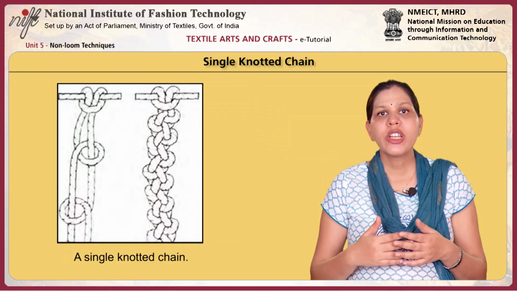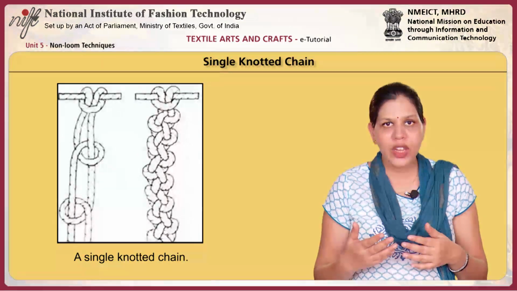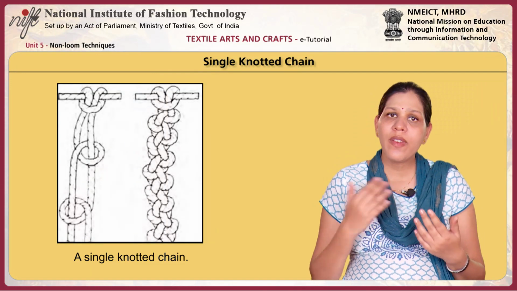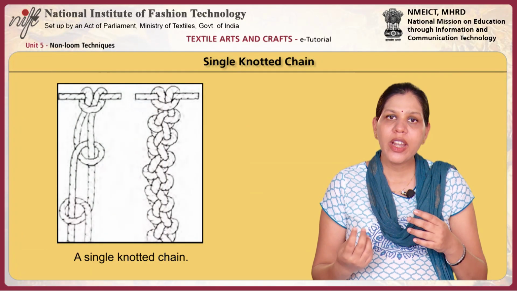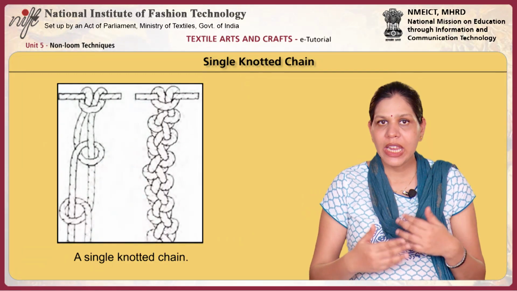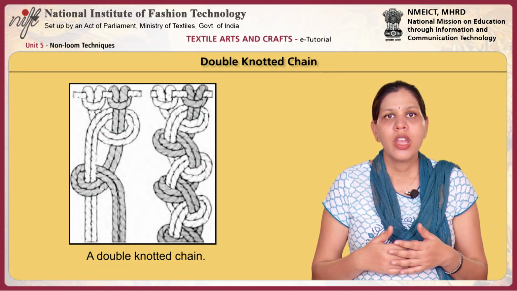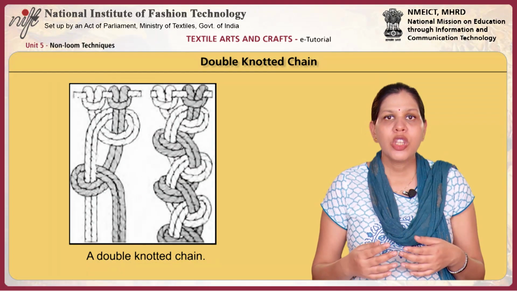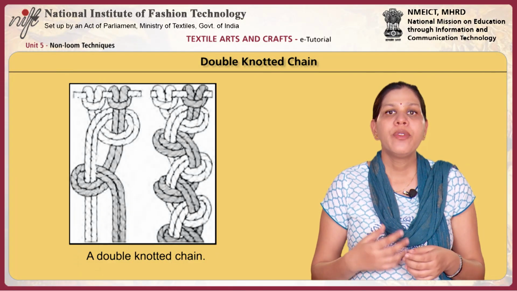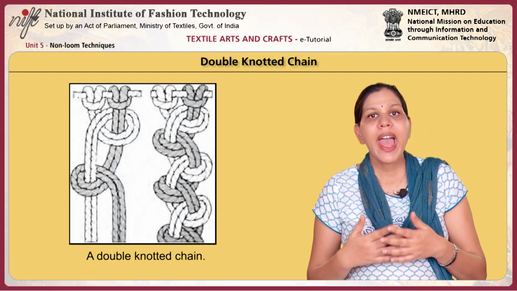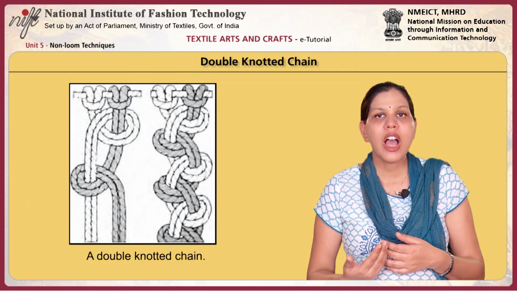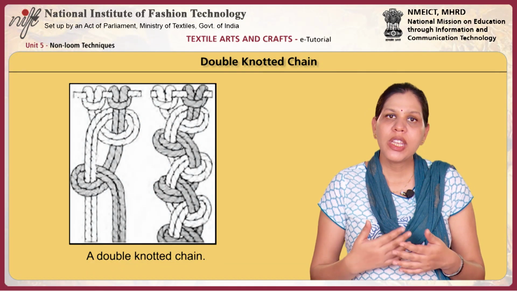To work a single knotted chain, work an anti-clockwise half hitch by knotting the left hand thread around the right hand core, and then a clockwise half hitch by knotting the right hand thread around the left hand core. Half hitches may be continued alternately to form a flat braid. To work a double knotted chain, use 4 threads divided into 2 groups of 2 threads each. Work each pair of threads together as if they were one thread and form alternate anti-clockwise and clockwise half hitches in the same way as for single knotted chain.